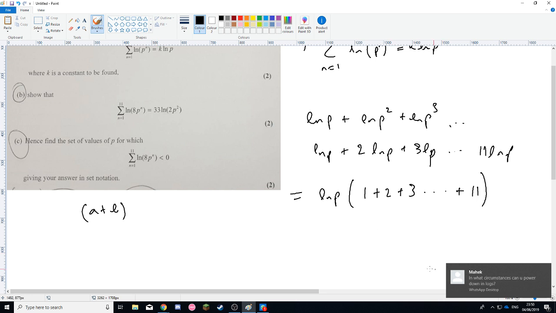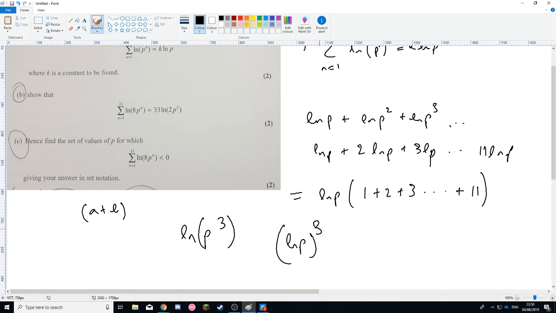in all circumstances. So, for example, ln of p cubed, you can power down. ln of p cubed you cannot power down because this is not a power of p. This is a power of this entire number. But apart from that, you can power down, and you can prove this result. I wouldn't be surprised if they ask you to prove this result.